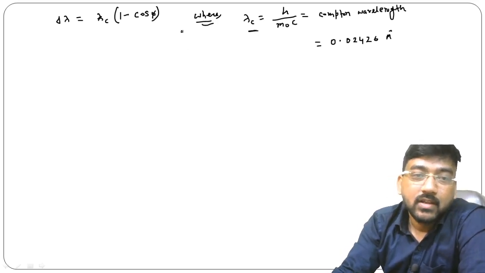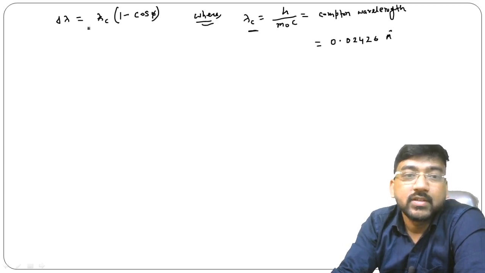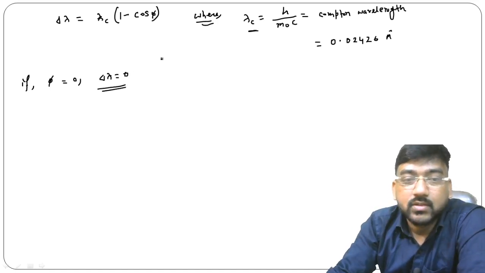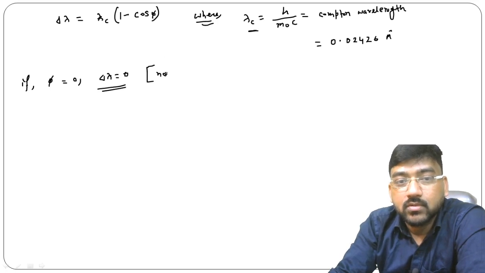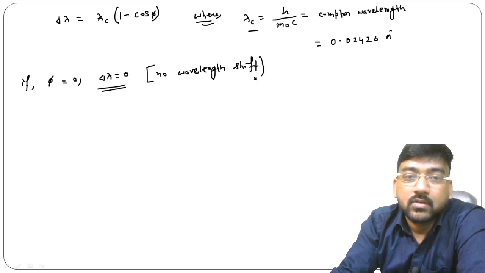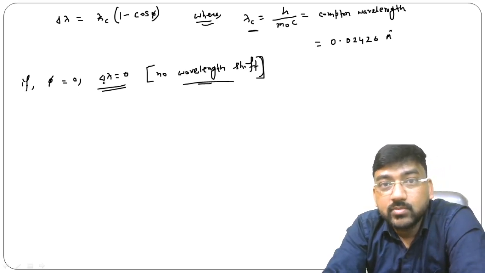Now if phi is equal to 0, you can see this delta lambda is 0. So if phi is equal to 0, delta lambda will be 0, so no Compton shift will occur. This is no wavelength shift, and this is very significant. This will happen only when the binding energy of the electron is very high.